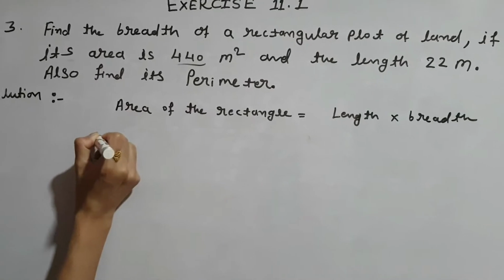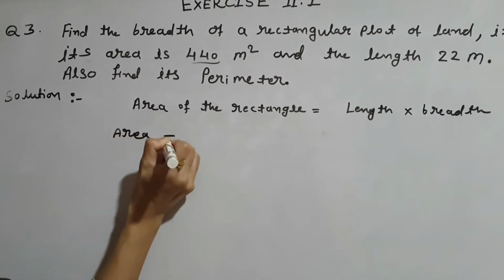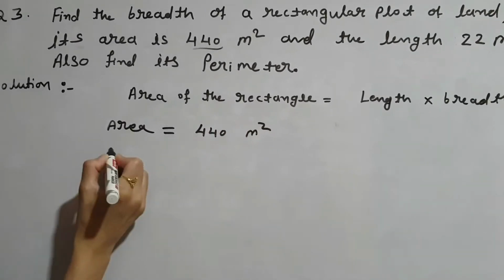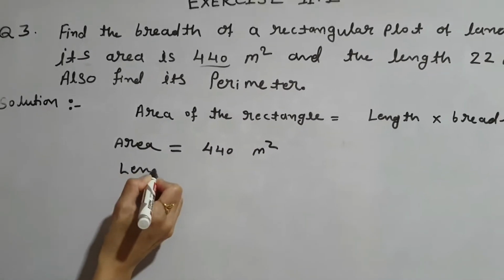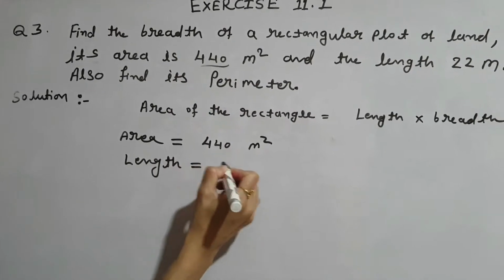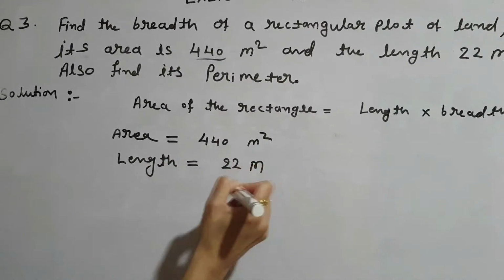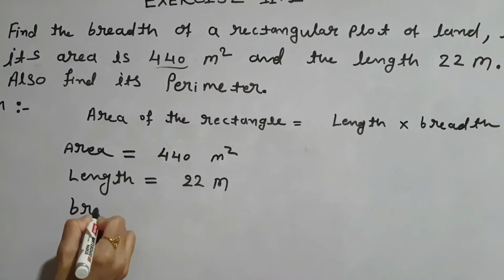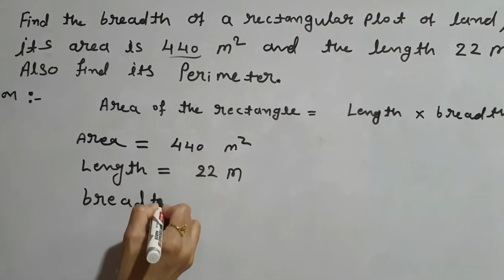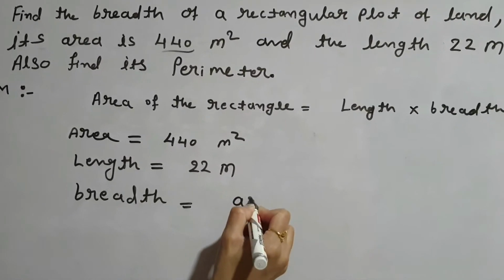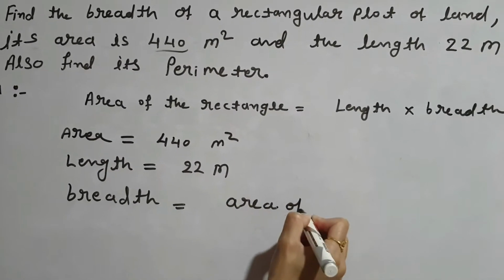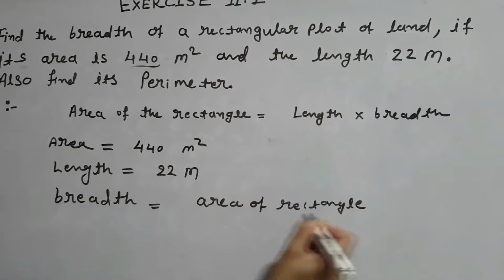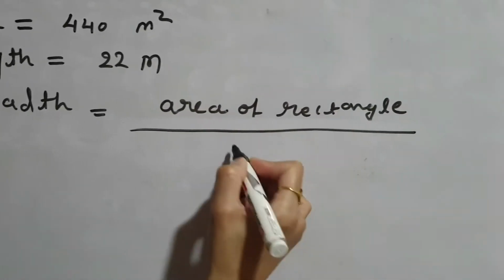Now the area has been given, 440 square meter, and the length has been given, 22 meters. We have to find out the breadth. So by this formula, breadth will be area of rectangle divided by length.